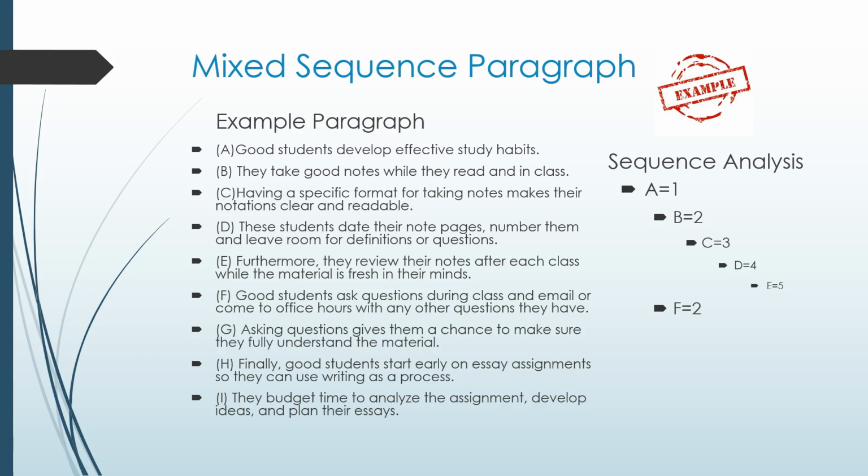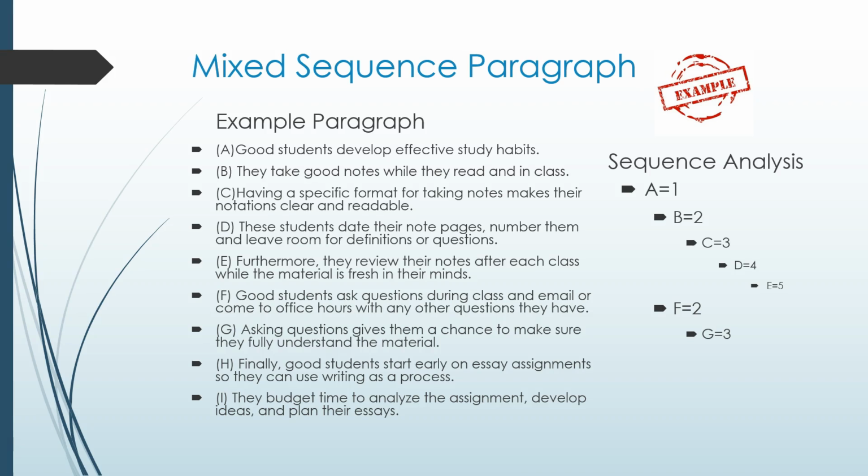On the other hand, sentence G is still talking about asking questions. It's explaining why asking questions is an advantage. Since sentence G is subordinate to a level 2 sentence, that means it's level 3.